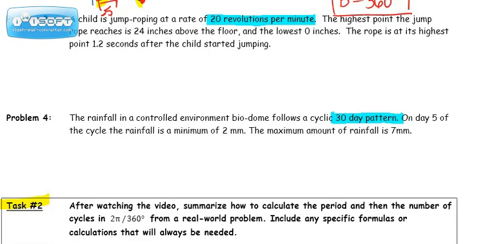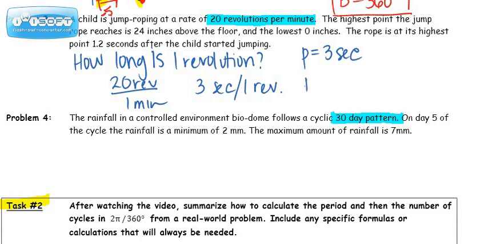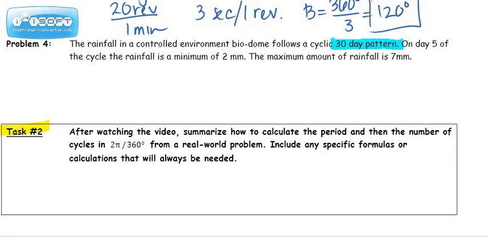Next, I know the child's jumping around at 20 revolutions per minute. So you want to know, how long does it take? How long is 1 revolution? So if we do some basic math, if I do 20 revolutions per 1 minute, I want to know how long it takes to do 1. So we're going to divide that by 60. So it takes 3 seconds for every 1 revolution. So then we know period is equal to 3 seconds. So b is equal to 360 divided by 3, which is 120 degrees. Last but not least, problem 4, when you're ready.